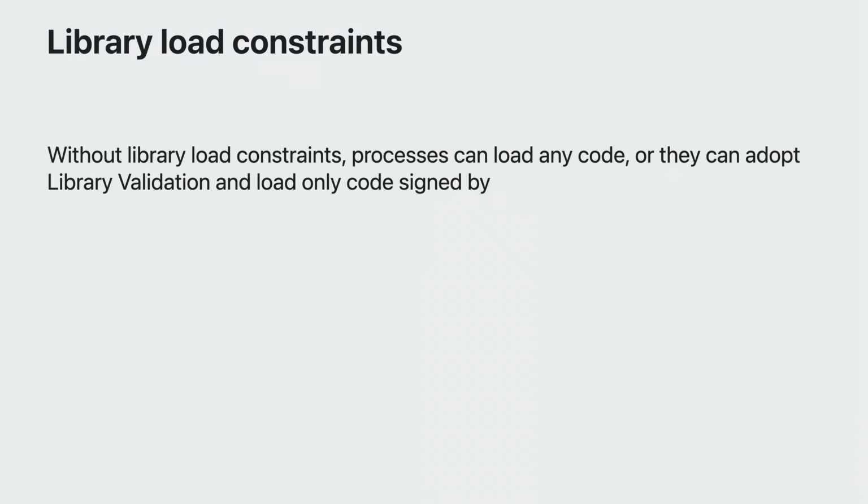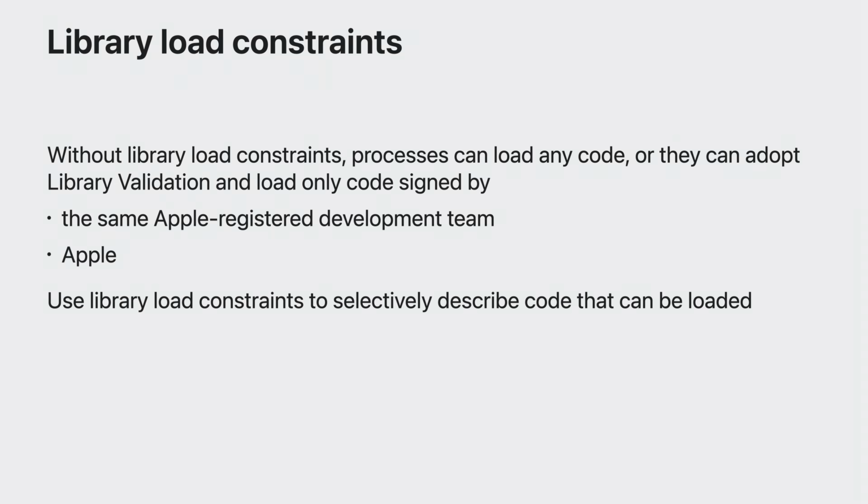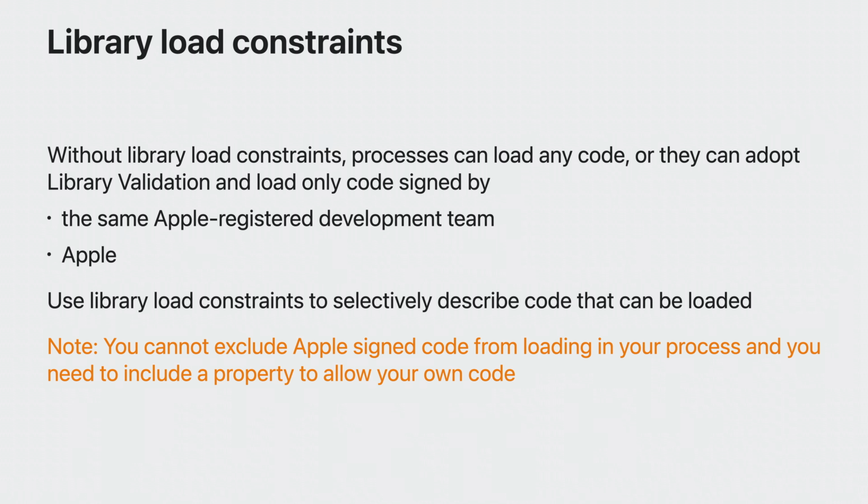Finally, you can use library load constraints to specifically control the code that can load in your address space. Before library load constraints, you could either adopt library validation or not. Library validation allows your process to load code that you signed or code that is signed by Apple. With library load constraints, you can describe a less restrictive set of code than library validation would allow, while preventing arbitrary code from being loaded into your process. Note, though, that you cannot exclude Apple-signed code from loading in your process, and you need to specify one or more properties to allow your own code.